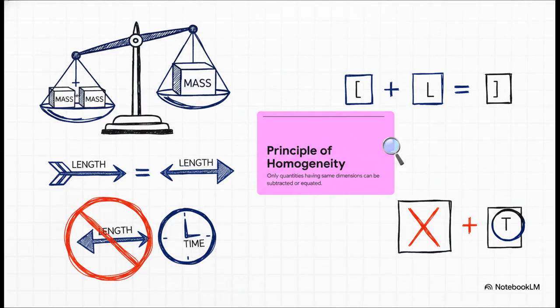And that brings us to the principle of homogeneity. This is the absolute golden rule of physics grammar. It states that only physical quantities having the same dimensions can be subtracted or equated. Basically, it ensures we never try to do something crazy like add mass to time or subtract length from volume. It guarantees that an equation is only physically valid if the dimensions on the left side perfectly match the dimensions on the right side.